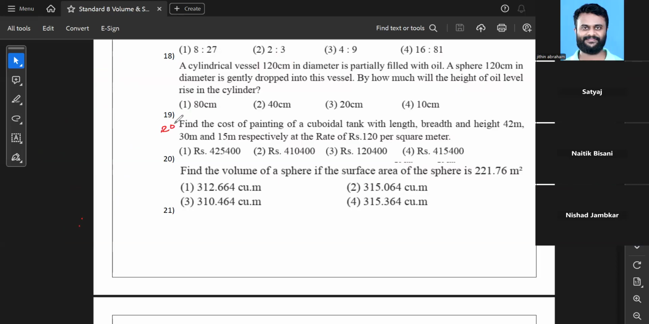Okay, proceeding further with the 20th problem. Find the cost of painting of a cuboidal tank with length, breadth, and height of 42, 30, and 15 meter, respectively, at the rate of 120 per square meter. You have to paint.